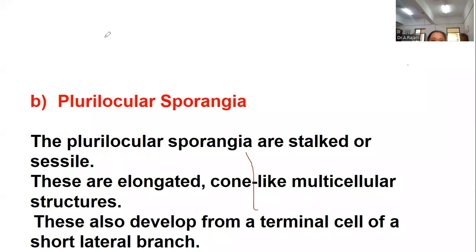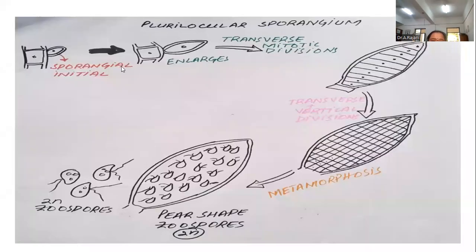Next one. See here. This is the plurilocular sporangia. The sporangial initial enlarges in size, after transverse divisions to form metamorphosis. See here, box-like structures are there. Each and every box is one locule or one sporangium. That's why this name is called pluri or many locular, plurilocular sporangia. These produce many pear-shaped zoospores, and this is called zoospore formation.